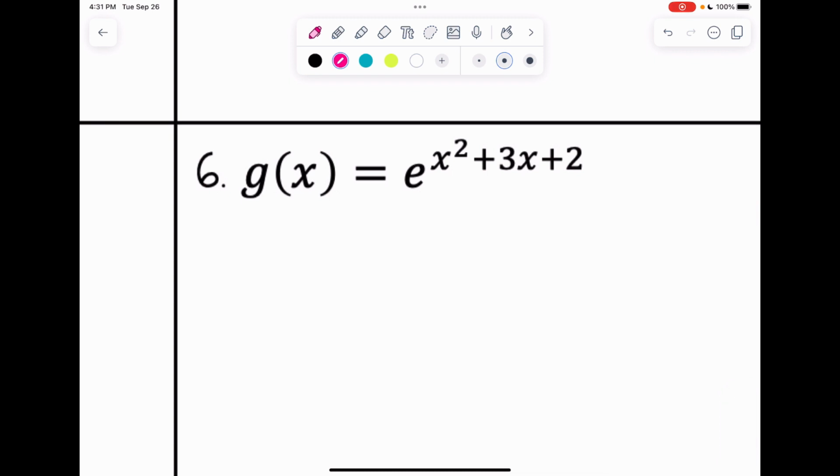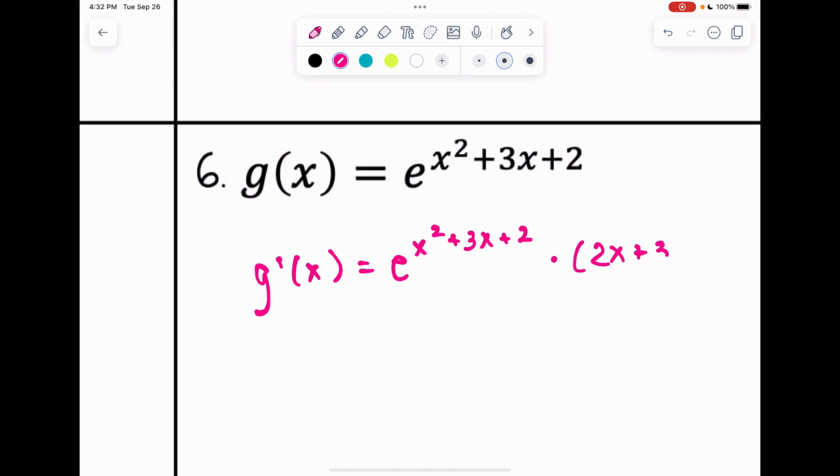Number 6, taking the derivative of g of x equals e to the x squared plus 3x plus 2. The derivative of e to anything is itself. Or I should say the derivative of e to the x is itself. Now what we're going to do is multiply by the derivative of the inside, which is 2x plus 3.